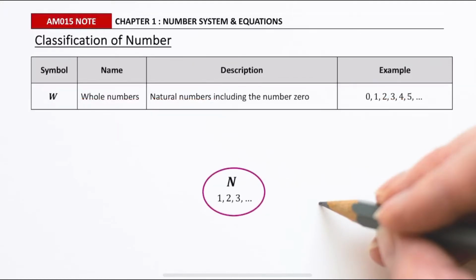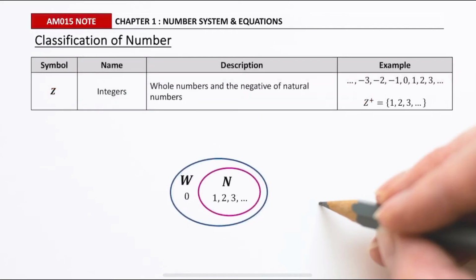As we gain a deeper understanding of numbers, we add the number 0, which then forms the set of whole numbers, denoted as W. So, instead of starting with the number 1, whole numbers start with 0. Thus, the natural numbers are a subset of the whole numbers.